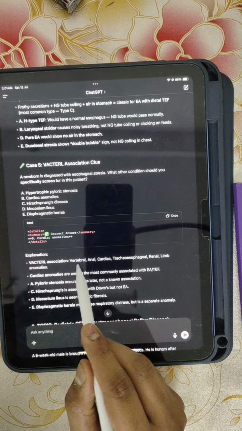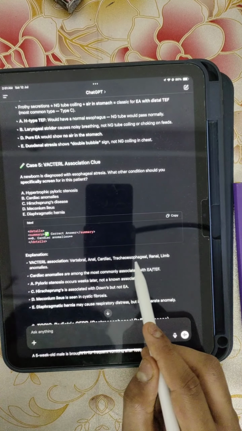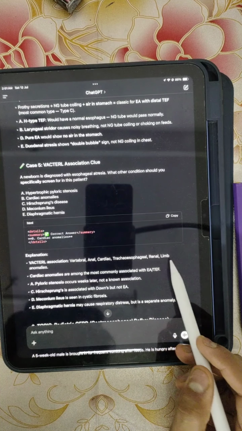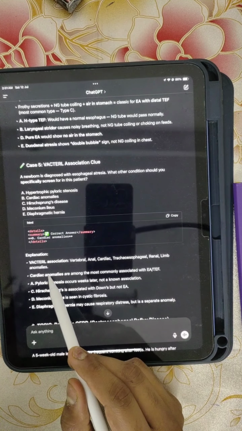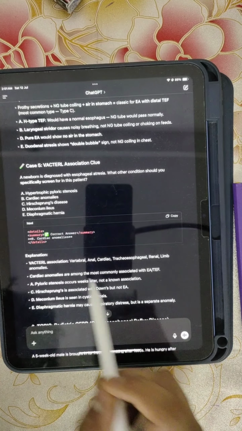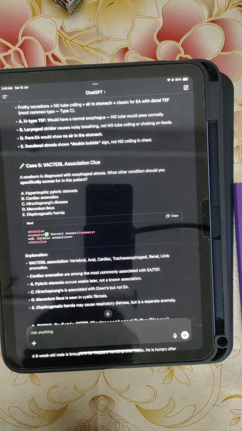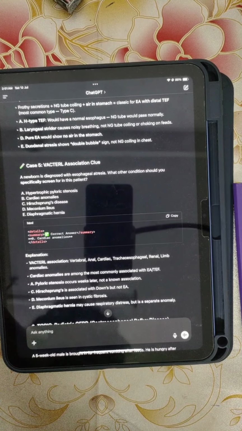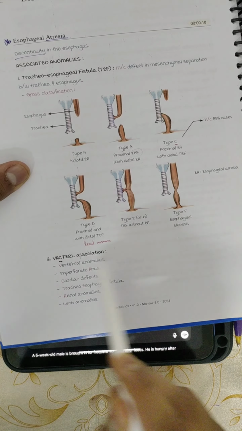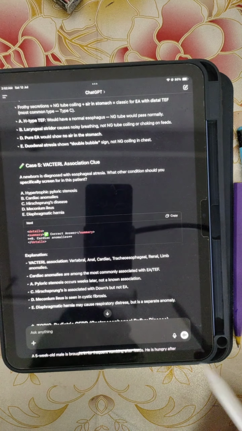VACTERL association, that is vertebral, anal, cardiac, tracheoesophageal, renal, limb anomalies. These cardiac anomalies are most commonly seen. So this is the question's answer, this part.